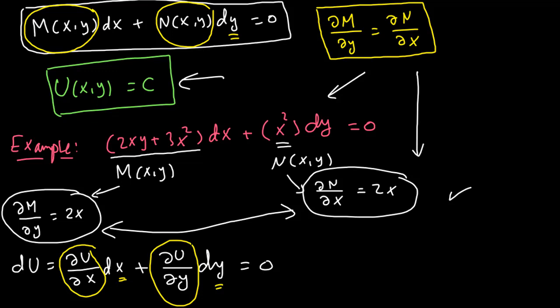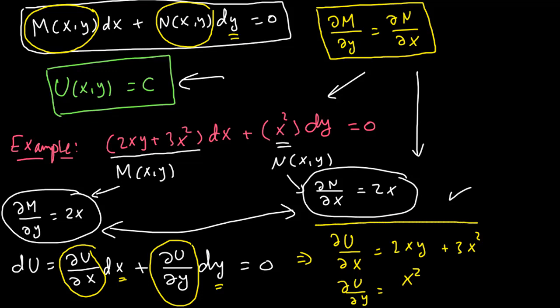And when we apply this to our example, we conclude that partial u by partial x will equal the function M here, which is 2xy plus 3x squared. And also partial u by partial y will equal the function N here, which is x squared. And from here we will use these two terms to find the function u of x and y, which is the solution of this differential equation.